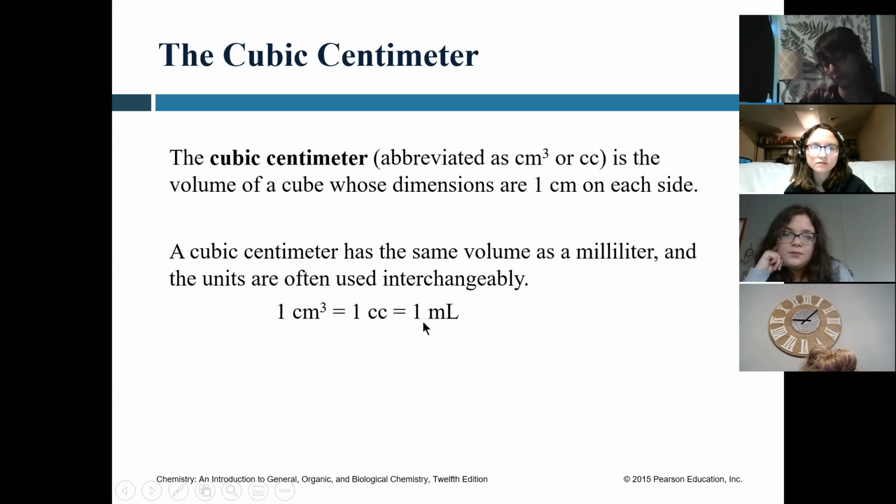Now, a couple nifty things here. A cubic centimeter, if you think of a little box that's a centimeter by a centimeter by a centimeter, is the same volume as 1 milliliter. Okay, so that's a nifty conversion. 1 milliliter is the same thing as a cubic centimeter. Some of you may be a little bit more familiar with the cc.